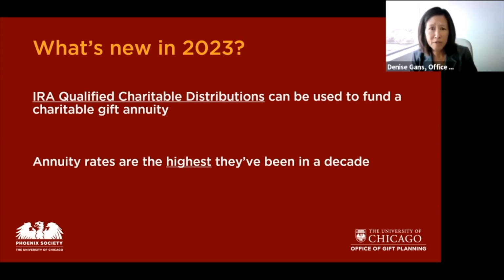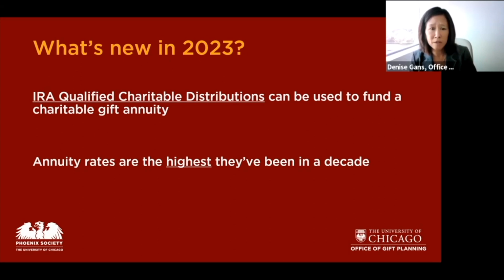You may already be familiar with the fact that since 2006, IRA owners who are age 70 and a half or older can make a direct distribution from a traditional IRA directly to charity as an outright gift. And they thereby avoid all income tax on that IRA distribution. The added bonus of doing that is it can also be used to satisfy required minimum distributions, which now kick in at age 73.